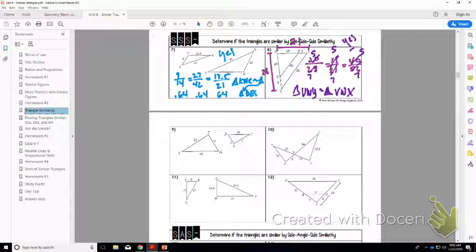Okay, so number 9, were they a yes or a no? Yeah, this one was a no. That did not match up. How about 10? Yes, that one worked. How about 11? Yes. And what about 12? No. Great job on that, y'all.